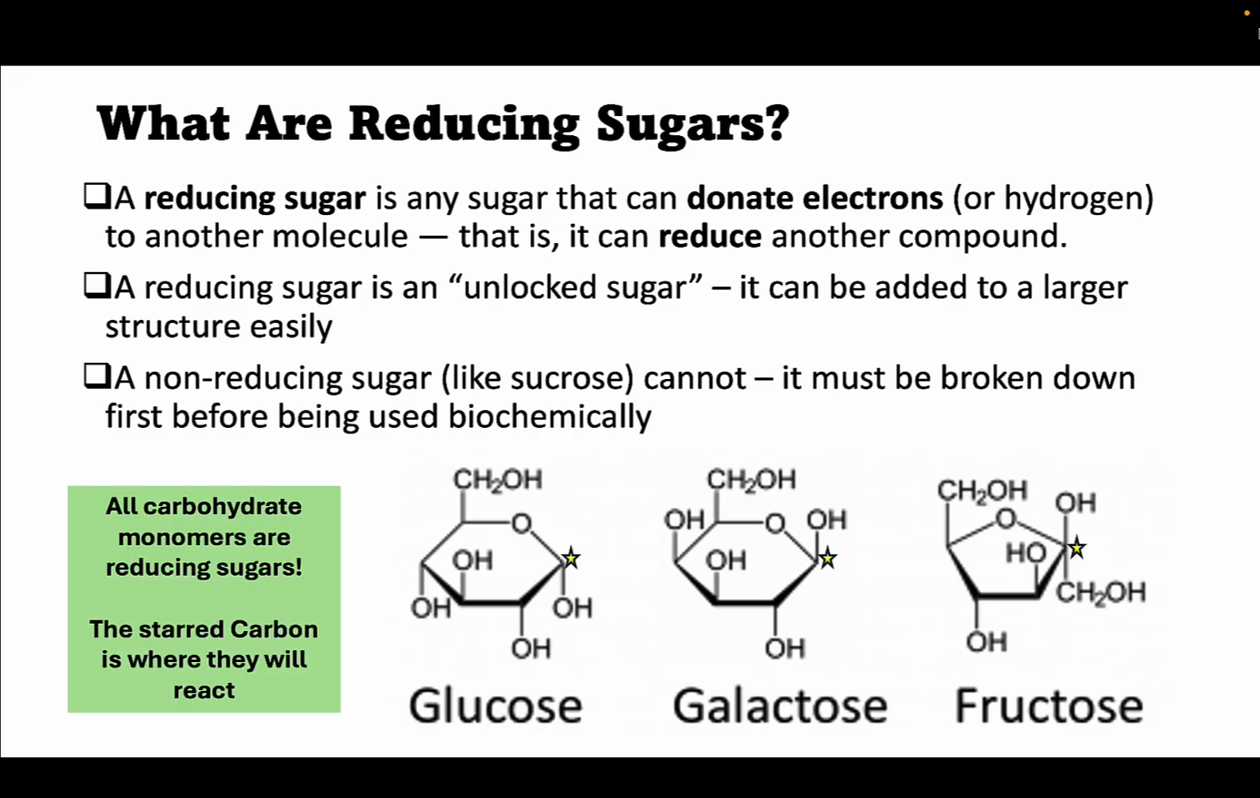Of course, when we look at monomers, these are all reducing sugars because they need to be added to other structures easily. So glucose, galactose, and fructose are all reducing sugars. And the starred carbon here is where they're going to react. Take a careful look at this carbon and see what it's connected to and why. And what you'll notice is that it's connected to oxygens on 2 of the carbon's 4 bonds.